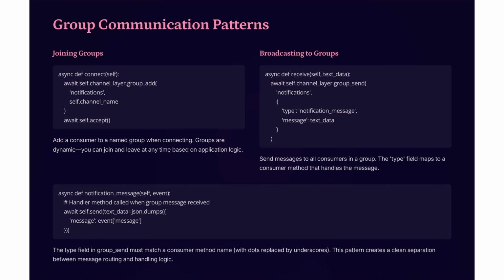In group communication patterns, consumers join groups dynamically, allowing flexible membership changes. Use group_add to connect a consumer to a group. For broadcasting, group_send dispatches messages to all group members. The type field in group_send must match a consumer method, ensuring proper message handling. This structure maintains clear separation between routing and logic.